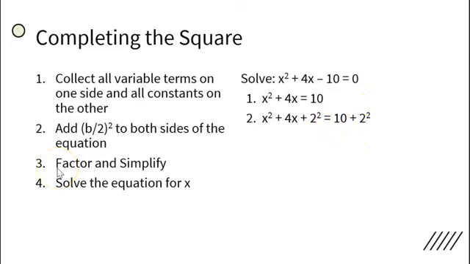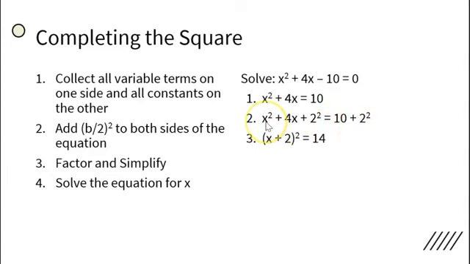The next step is that I have to factor and simplify. What that means is that I factor this, and this is a perfect square trinomial now. That's the whole point of completing the square, is that you're completing something to make a perfect square trinomial, and then I simplify this side.